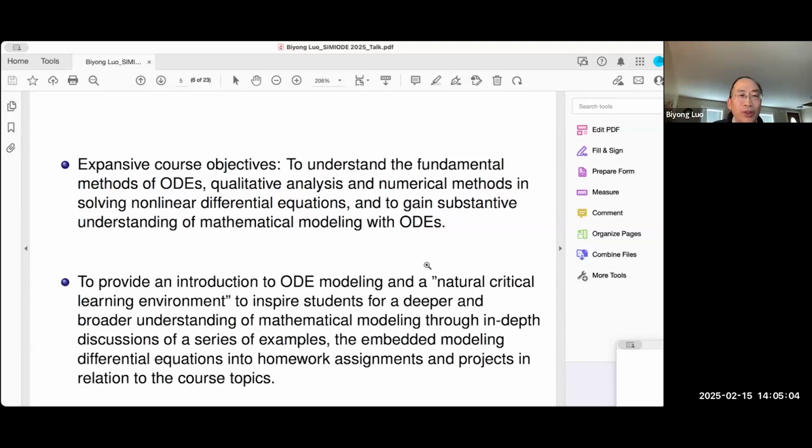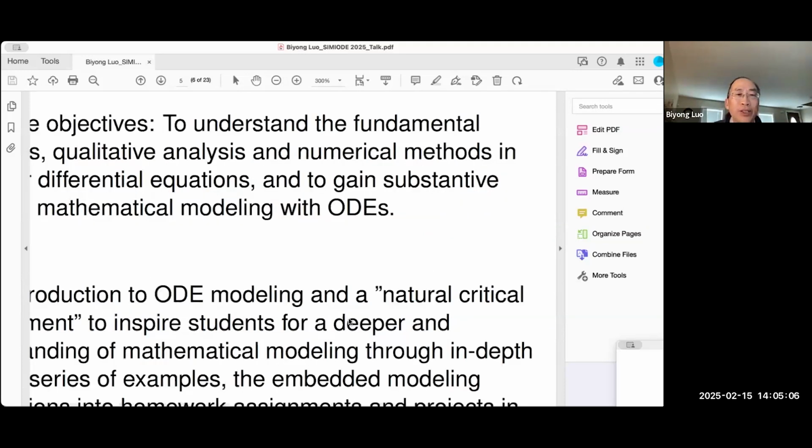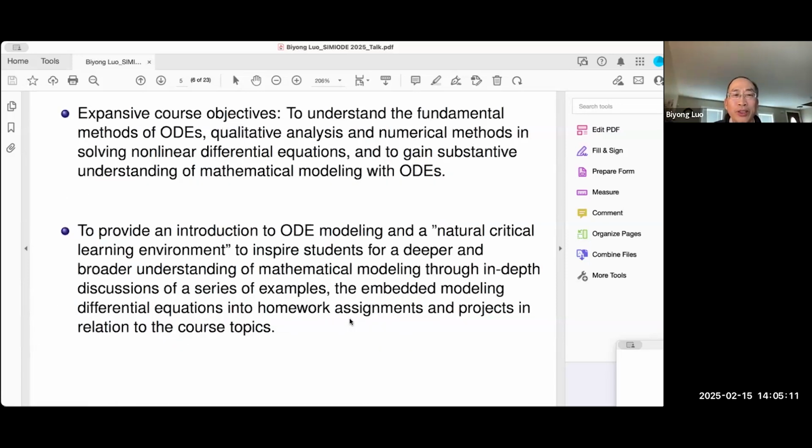Beyond that, we will provide an introduction to differential equations modeling and a natural, critical learning environment to inspire students toward a deeper and broader understanding of mathematical modeling, through in-depth class discussion and embedding modeling into the homework assignments and the projects in relation to the course topics.